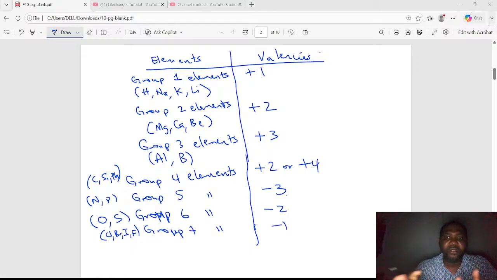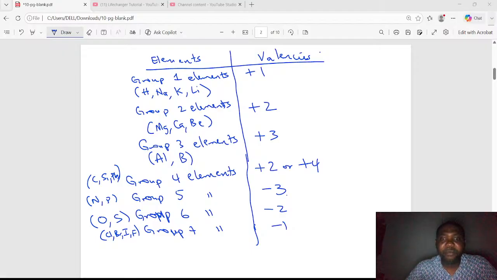Now, those ones that are positive, they are usually metals. Not all of them, but most of them are metals. In fact, almost all of them are metals. While the other ones, group 5, group 6, and group 7, are non-metals.